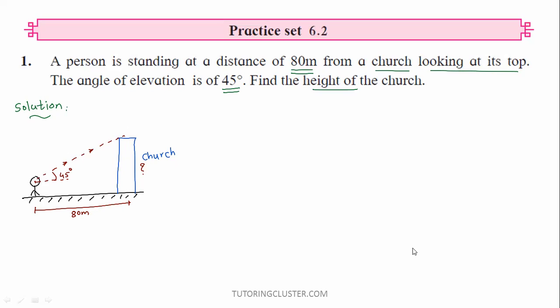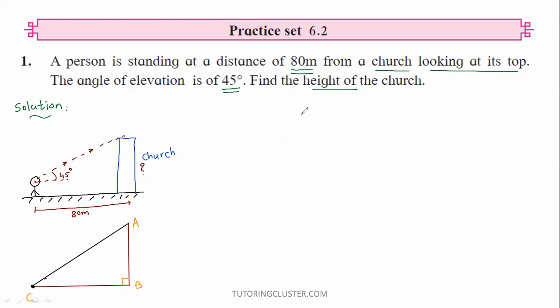Now let us try to draw the line diagram. So there is a church here. This is the ground. And there is a person at this point. Now the angle of elevation is given to you. So let me name this. This is triangle ABC.